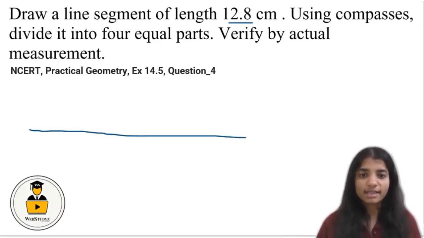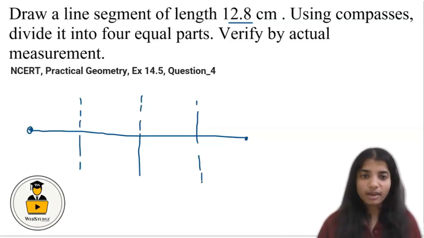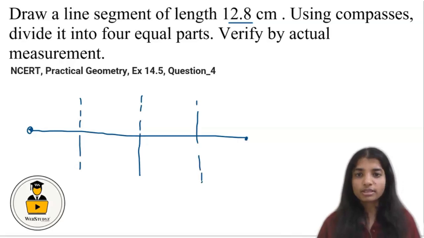Let's say this is our line segment. We have to divide this line segment into 4 equal parts. Let's say this is the first part, this is the second part, this is the third part and fourth part. Now this is our line segment and it is divided into 4 parts. Now we have to draw this using the ruler and compass.